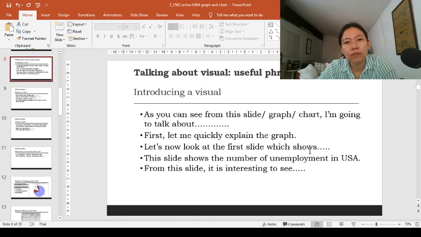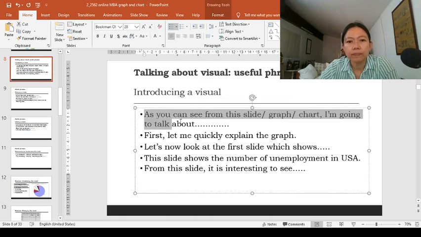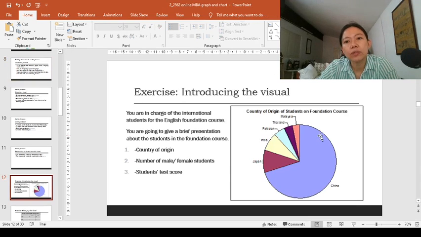these useful phrases and pick one from this. You might pick this one: As you can see from, I'm going to talk about. So when you're about to introduce the visual, you can say, as you can see from this pie chart, I'm going to talk about the country of origin of students on the foundation course. And then you can start talking about the country of origin of students in the foundation course.